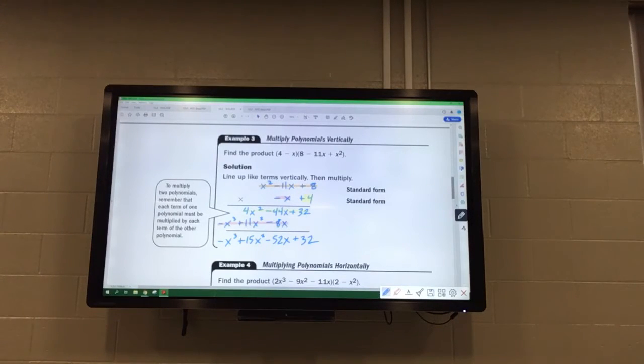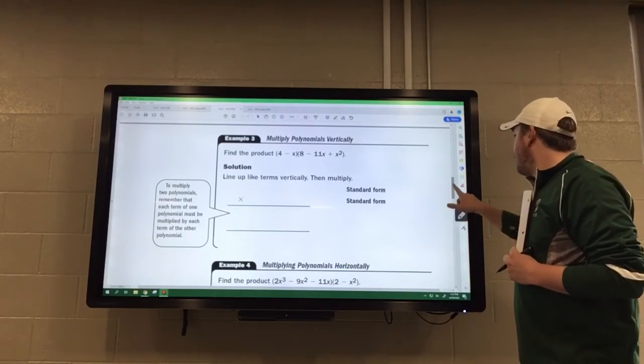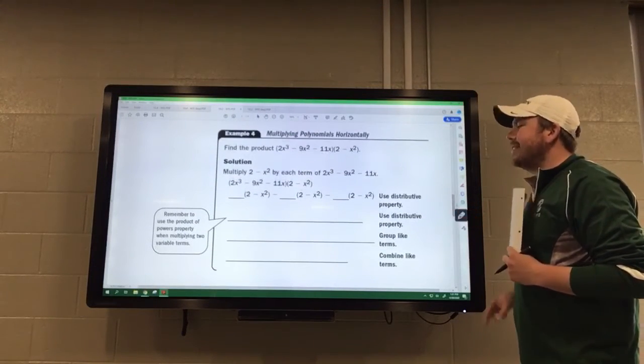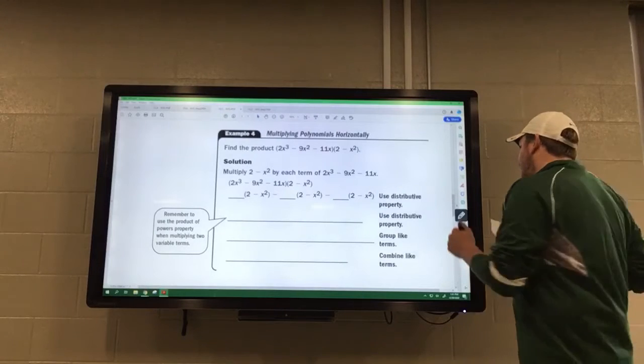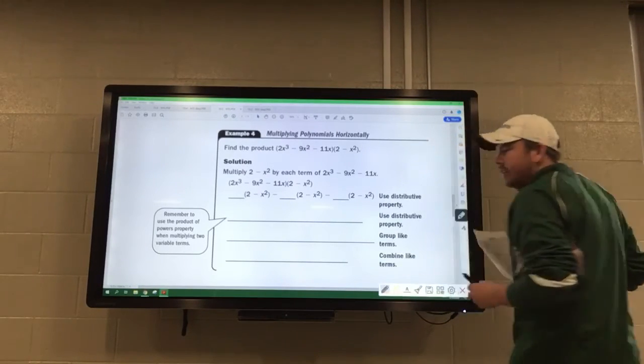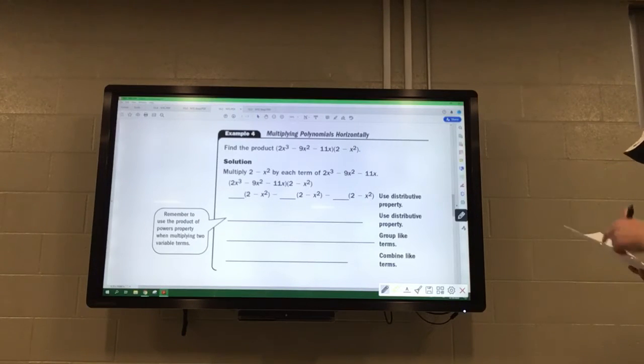We can also do this horizontally. Let me show you what that looks like. And this is the way I typically do it. When I have to do a problem like this, I prefer to do it horizontally, just like I like adding horizontally. I don't know, maybe it's just how my brain works. Here's what we're going to do.